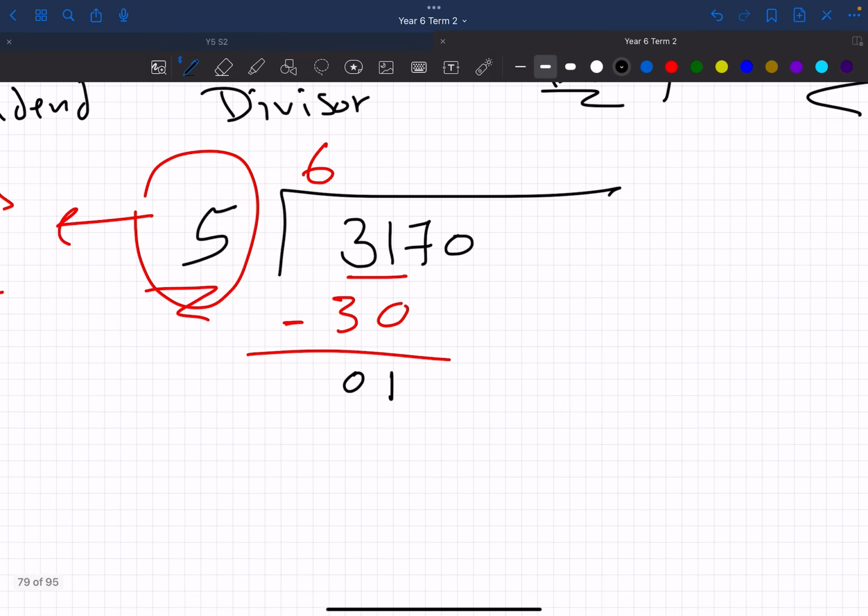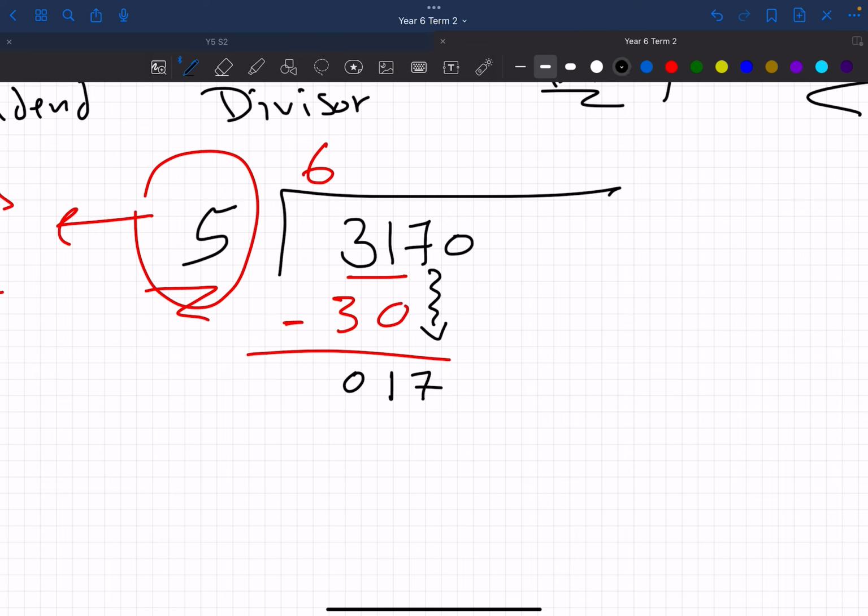Now the 7 will go down. Now I can put the 7 down easily without even thinking. Why, Mr. Nasser? Because the 7 is put down, because I subtracted. So I can put 7 down. I don't add anything here.